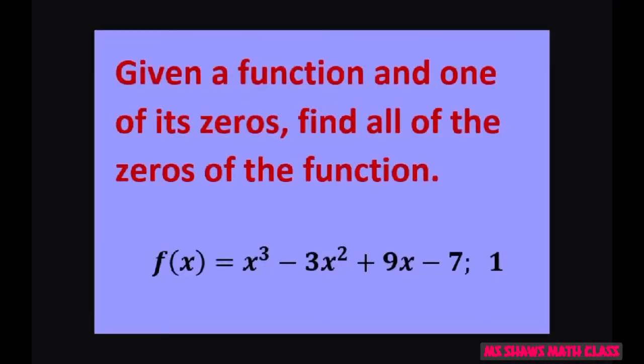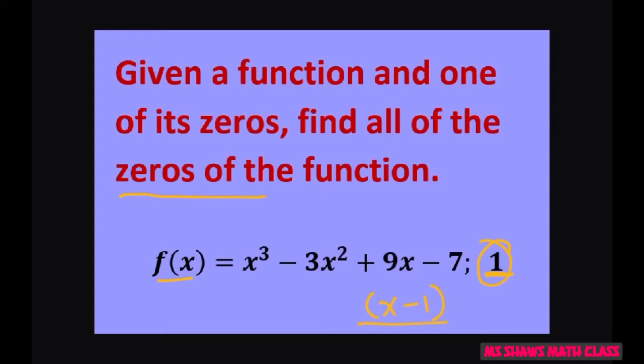Hey everyone, given a function f of x and a zero, our zero is 1. We're going to find all the zeros of the function. If this is a zero, then that means our factor is x minus 1.